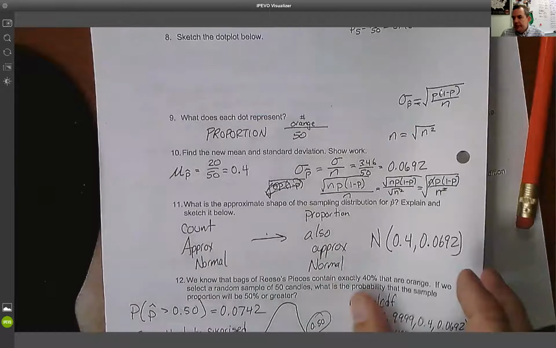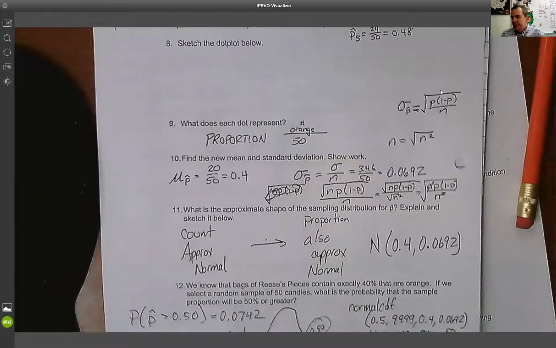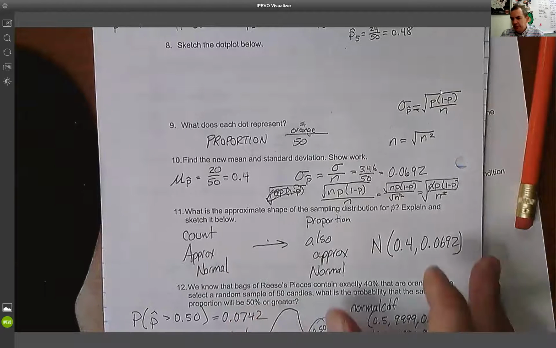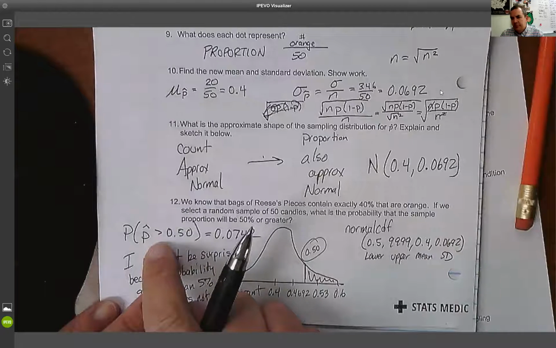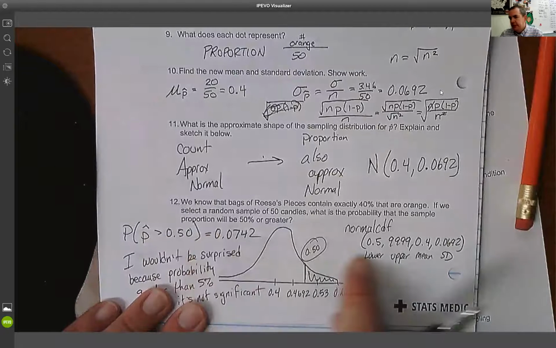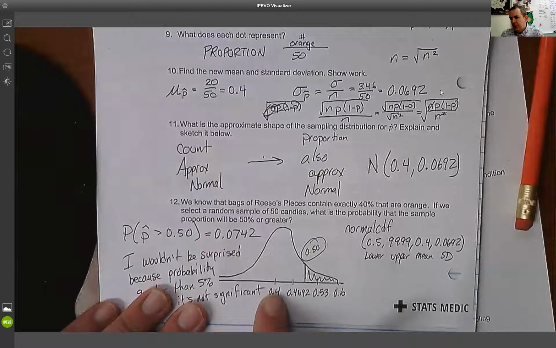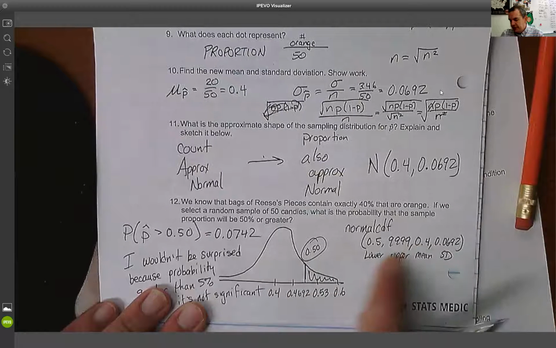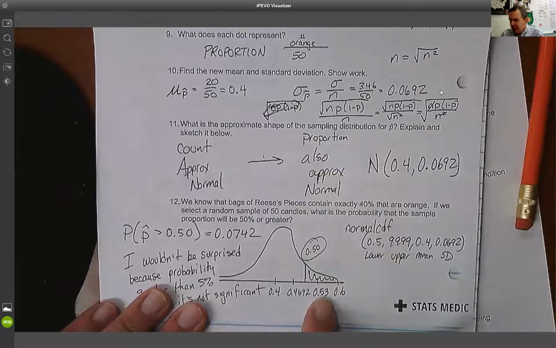Now the question says, we know that a bag of Reese's contains exactly 40% orange. If we select a random sample of 50 candies, what's the probability that the sample proportion will be greater than 50%? We draw our curve, 0.4 at the middle, and I'll add my standard deviations at 0.0692. So about 47%, about 53%, about 60%, roughly.